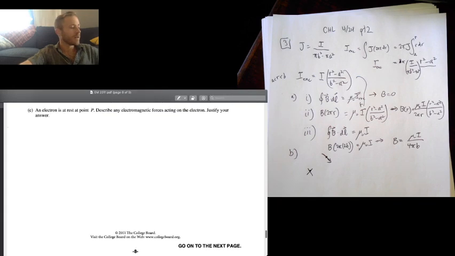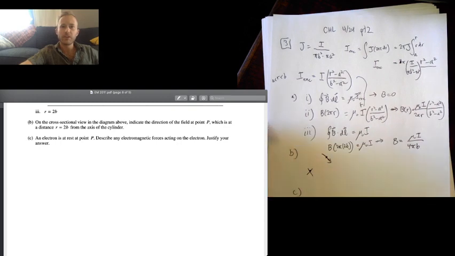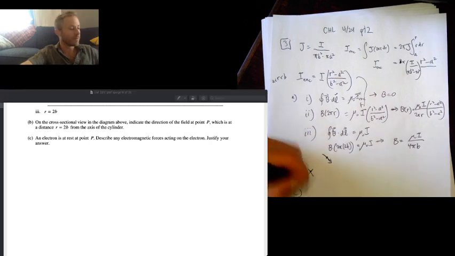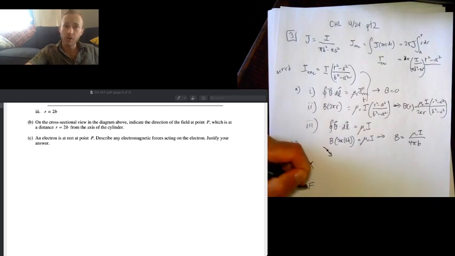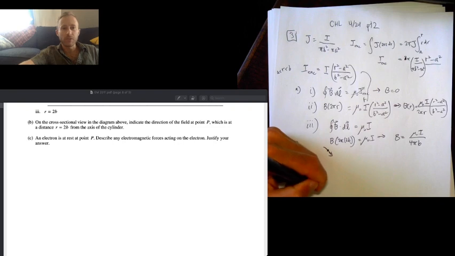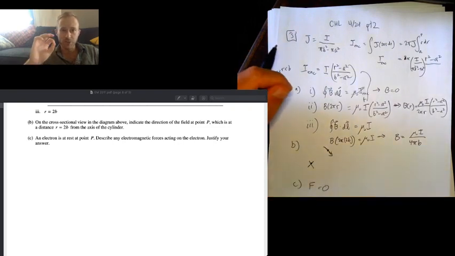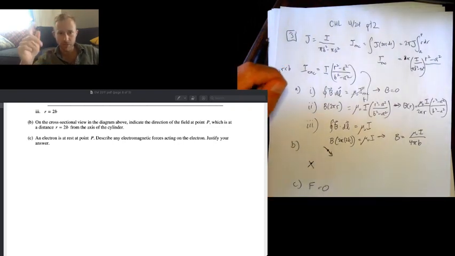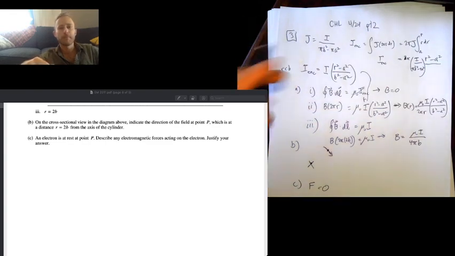And C, the electron is at rest at point P. Describe any forces acting on the electron. I would say that the force equals 0, because there's no electric field, and the magnetic force is QVB. If there's no velocity of the electron, then there's no force. So the force is 0.